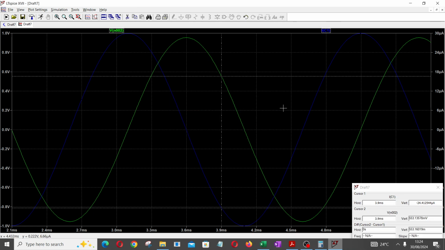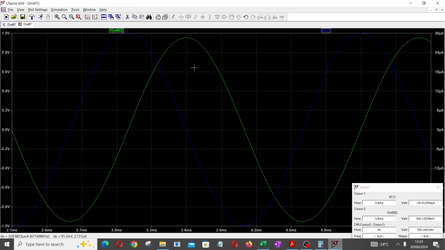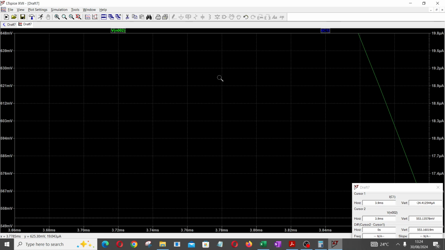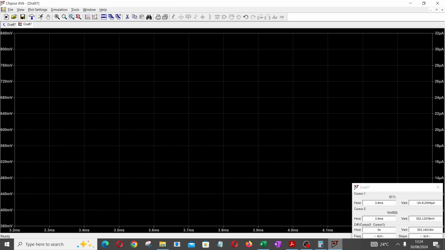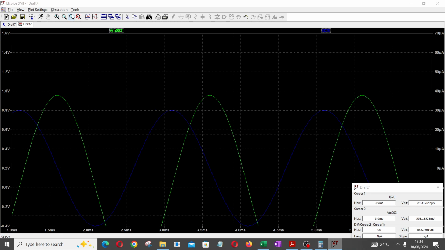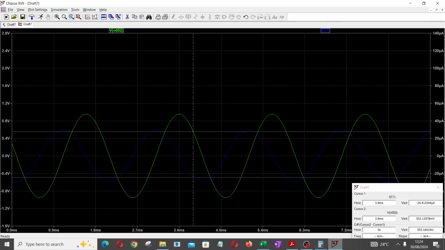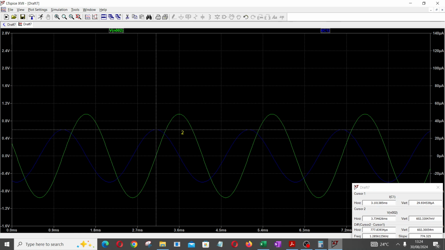Okay, so we now have two cursors on the screen. If you click, each of them will be tracking one waveform. Which one is this one tracking? Okay, this one is tracking the current, while the second one is tracking the voltage.